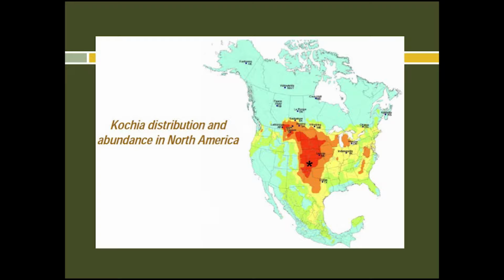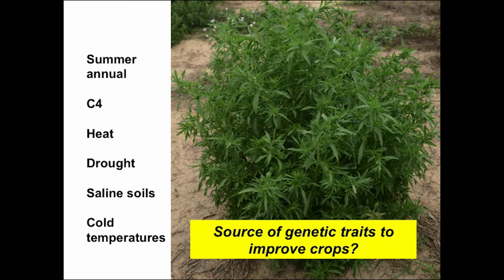So what is it about kochia that allows it to do so well across such a latitudinal gradient? Think of the climatic differences between southern Texas up into northern Alberta. That's a big range, and yet this species is being successful everywhere. Well, some of the weedy traits that we know kochia possesses in particular, it is a summer annual. It also has C4 photosynthesis, which can be a very efficient mechanism of photosynthesis in warm temperatures. Does very well with hot weather, in drought conditions, and also in saline soils.